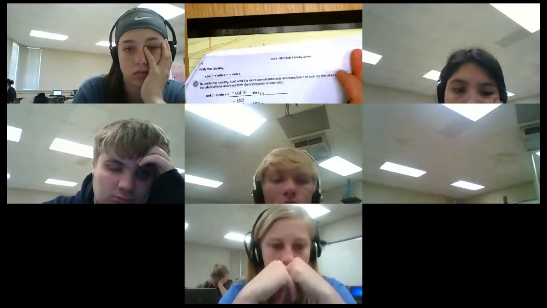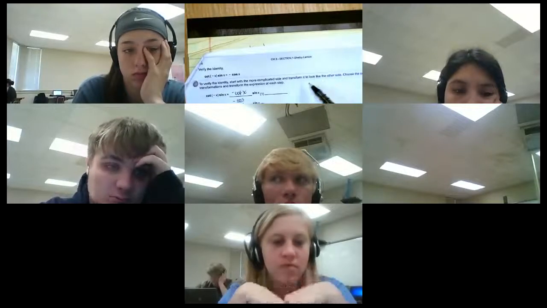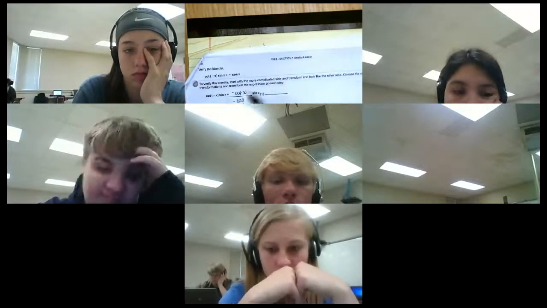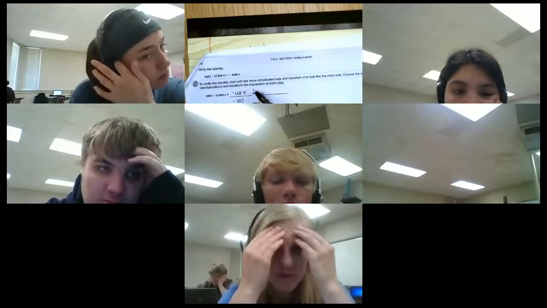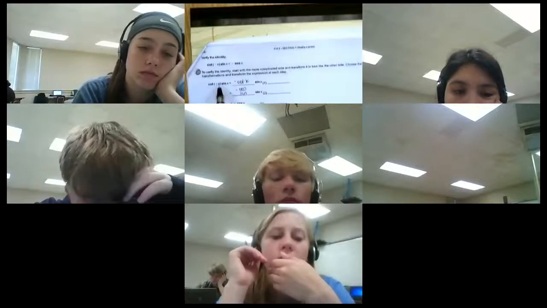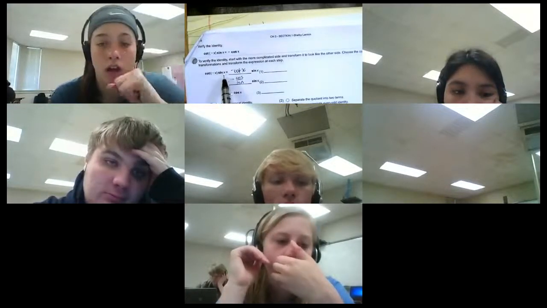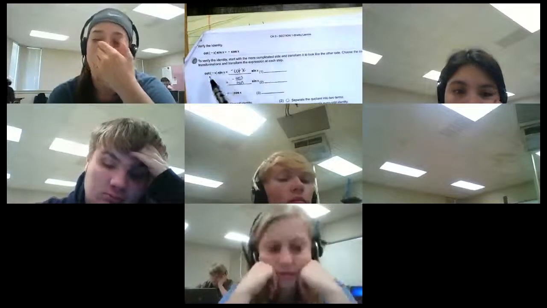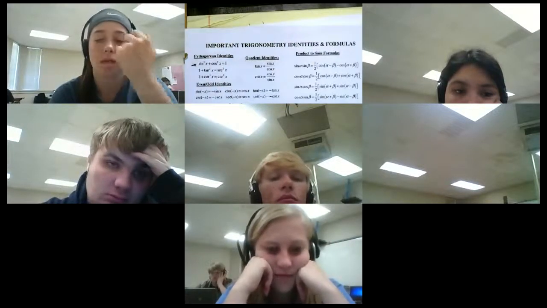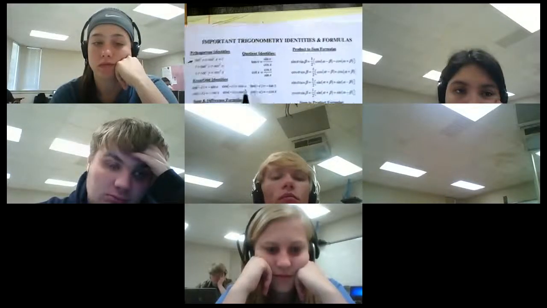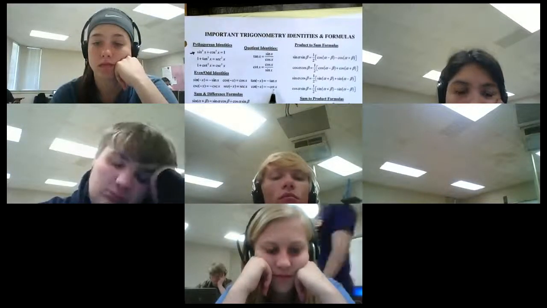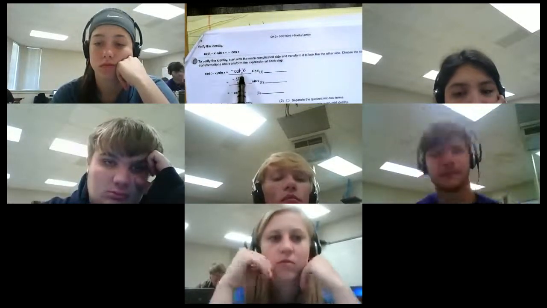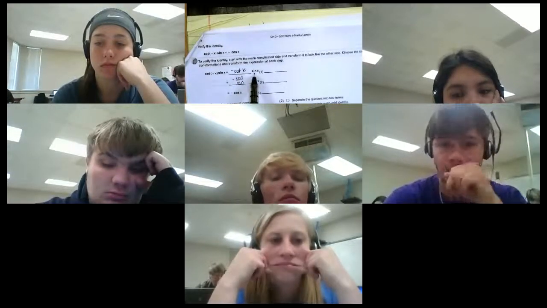Number 7. To verify the identity, start with the more complicated side and transform it to look like the other side. Choose the correct transformations and transform the expression on each step. So the cotangent of negative x times the sine of x. Well, they want you to be dealing in x. So they want to go over here to cotangent of negative x is equal to the negative cotangent of x. They want you to use that part first. So we write it as negative cotangent x times the sine of x.